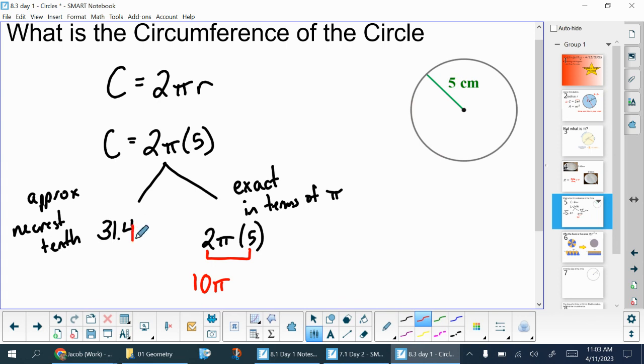Okay, so in this case, I would just still have centimeters. Those are length dimensions, not area dimensions. Okay, from there, we want to start talking about how to find the area of a circle.